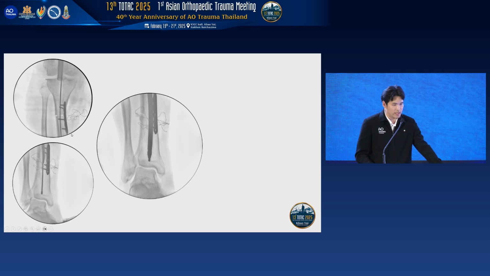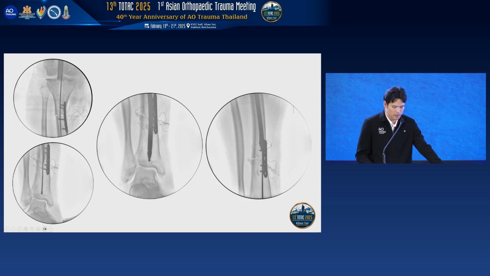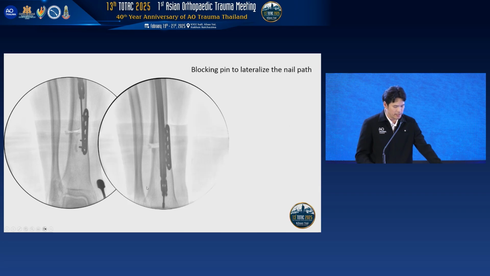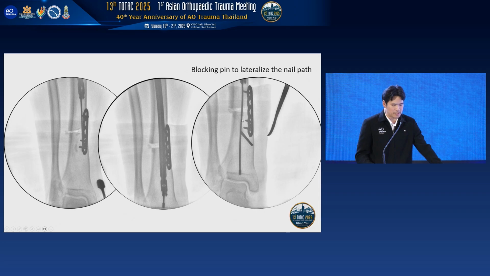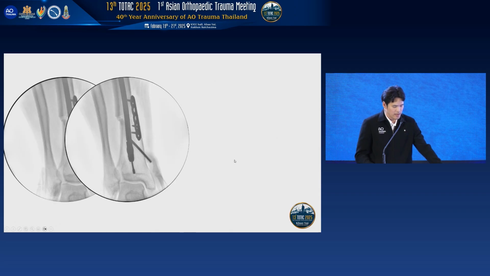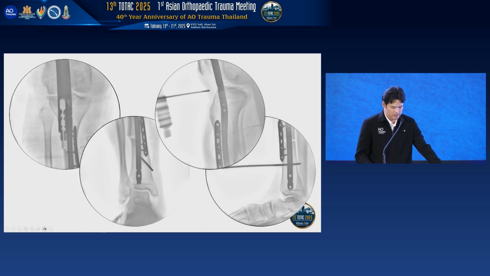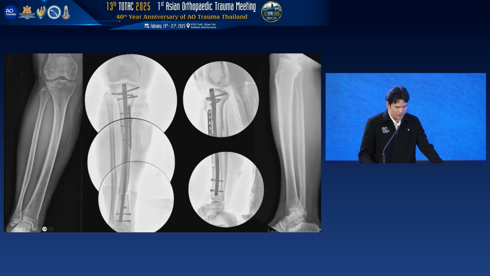Anyway, as we know with nailing in the metaphysis, we need some blocking pins because it's a bowed tibia. Even though we did double osteotomy, the middle segment still bows. So I could not achieve the proper nail position. So I added the blocking pin in the distal part to get better nail position. And I think this is what I did for the tibia. And we can reduce the gap and the slope. And then this is for the tibia.